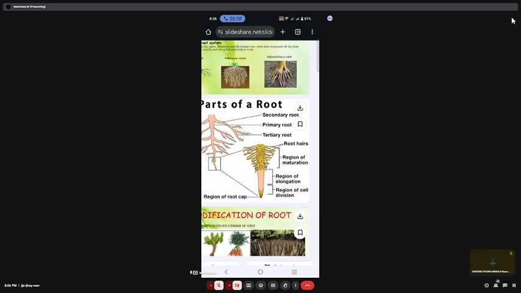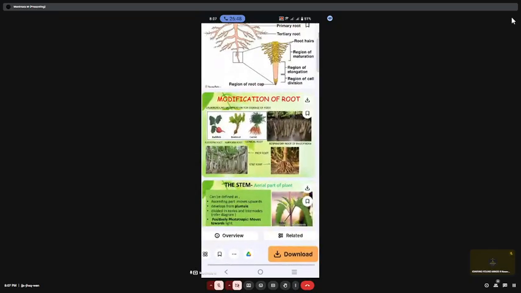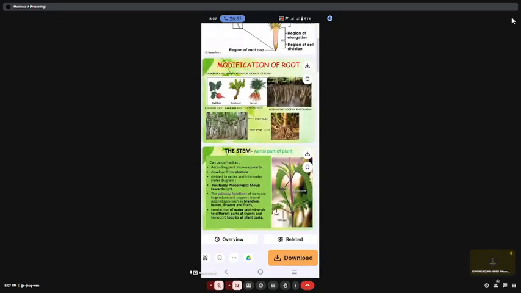Any doubt? Shall I move to the next one? Okay, yes. Next one is the modification of root. So what is the modification of root?